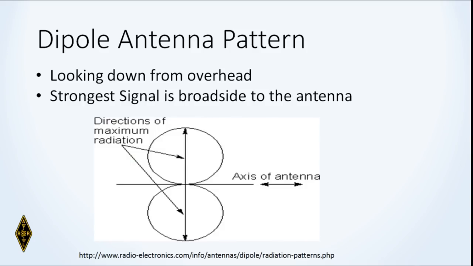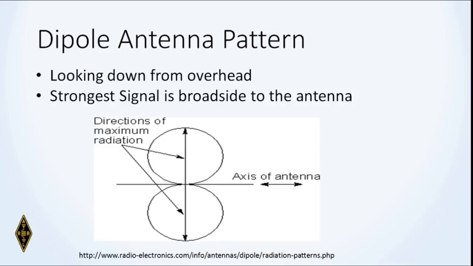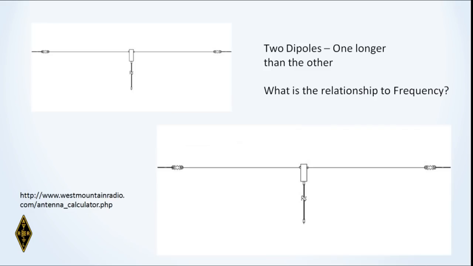So looking down from overhead, the strongest pattern, this is kind of a figure eight, and this is right, for a dipole antenna that's a quarter wave above the ground, the strongest signal is going to be broadside to the antenna. It's going to be both sides, right? Yes, yeah, figure eight, see, yeah, exactly.